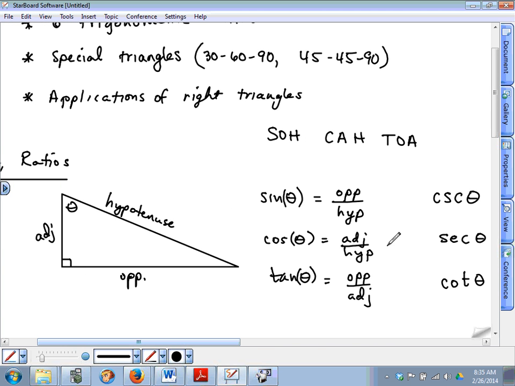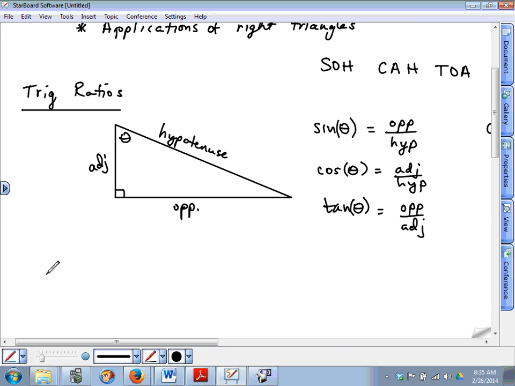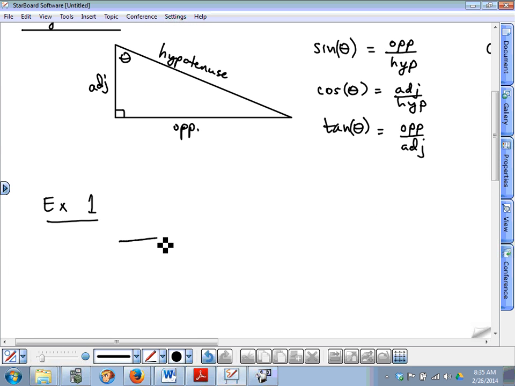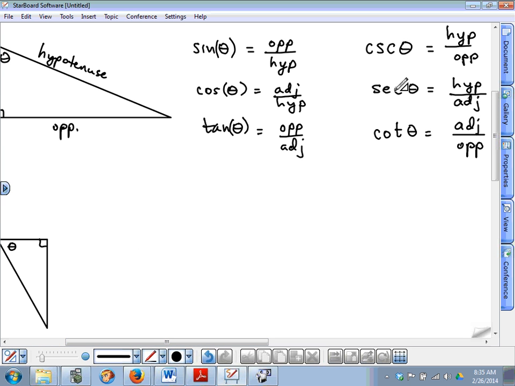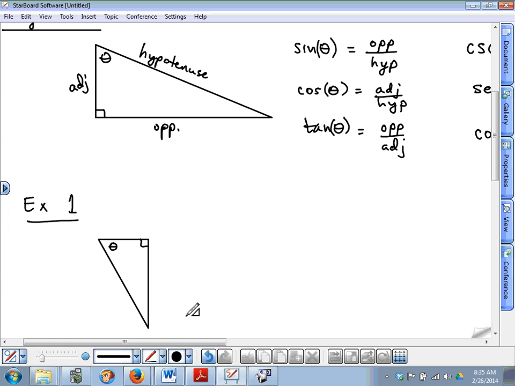Here are some basic problems you did last year in Algebra 2. Example 1. Look how perfect these are. Man, I am amazing. Wait, how do you say that? It's cosecant, secant, and cotangent. All right, so we have theta right here. Let's call this side 3. Let's call this side 4 square roots of 2.